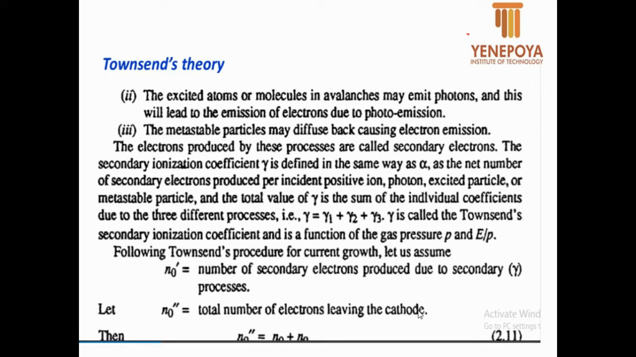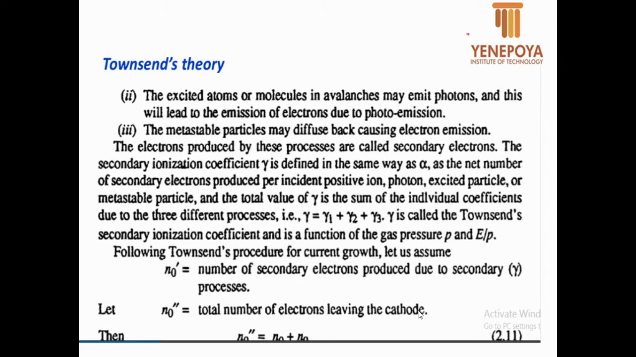Gamma is the Townsend's secondary ionization coefficient and is a function of gas pressure P and E by P. Even alpha is also a function of gas pressure P and E by P. Even gamma is also a function of P and E by P. The following are Townsend's procedures for the current growth equation.